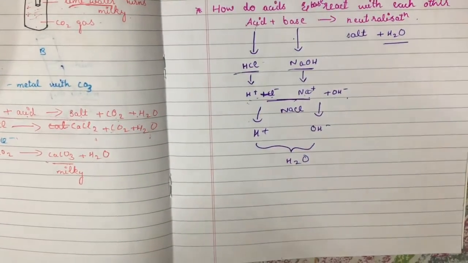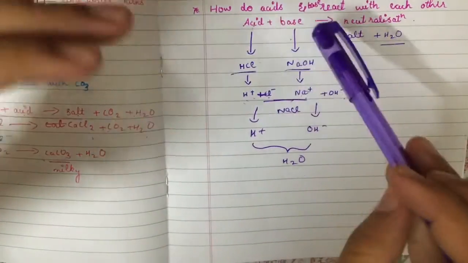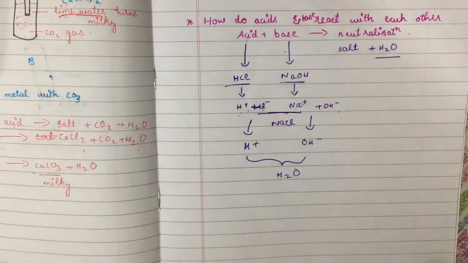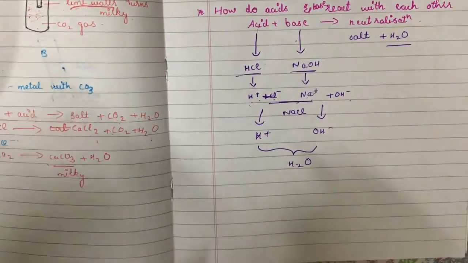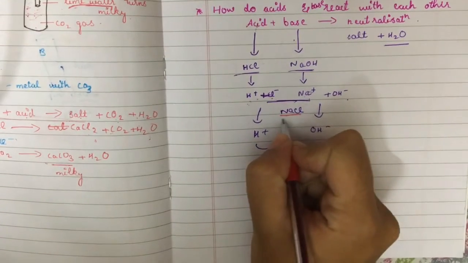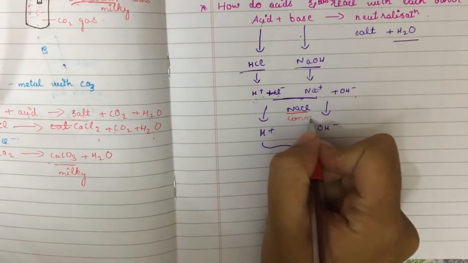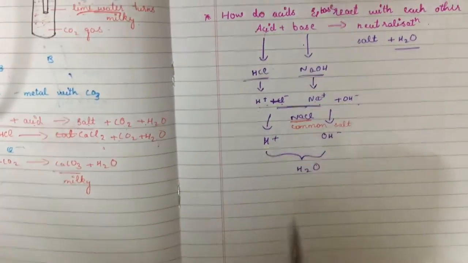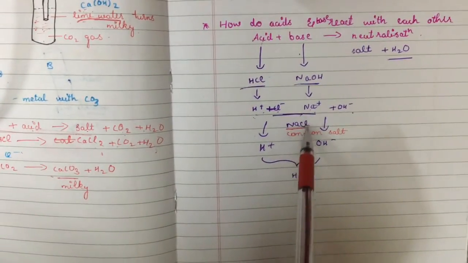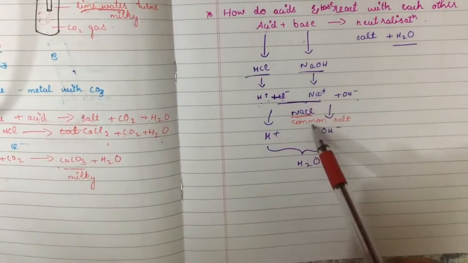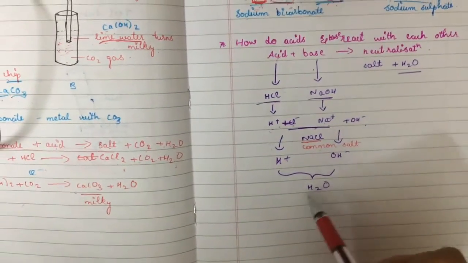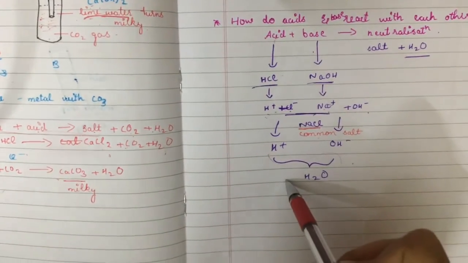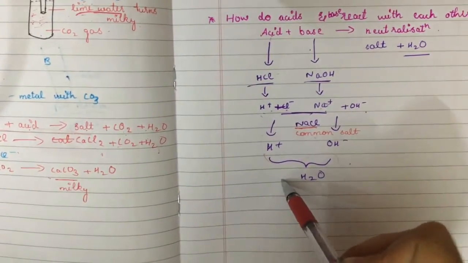So we can say that when acid combines with a base, there will be formation of the salt. This is our salt, common salt. NaCl is common salt, the common salt which we use in our kitchen. So there will be formation of the salt, along with the formation of water. This is the neutralization reaction. This is what happens when acid reacts with the base.